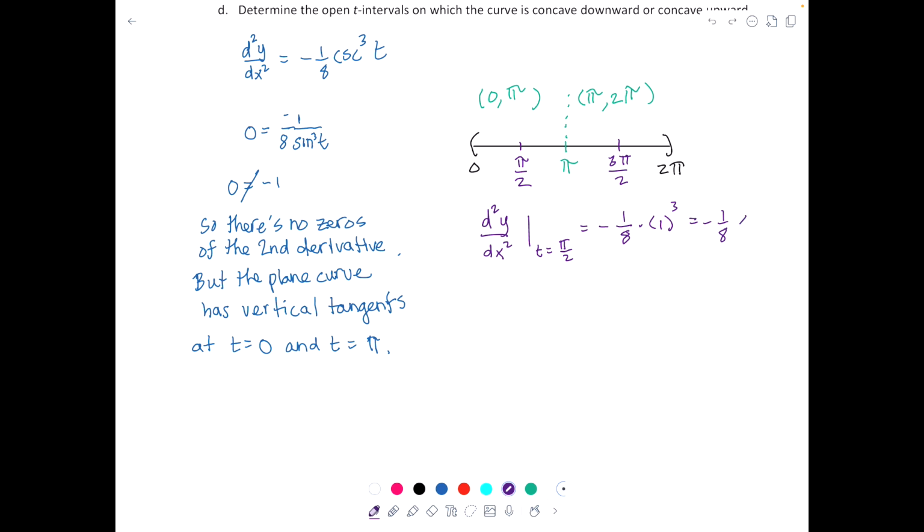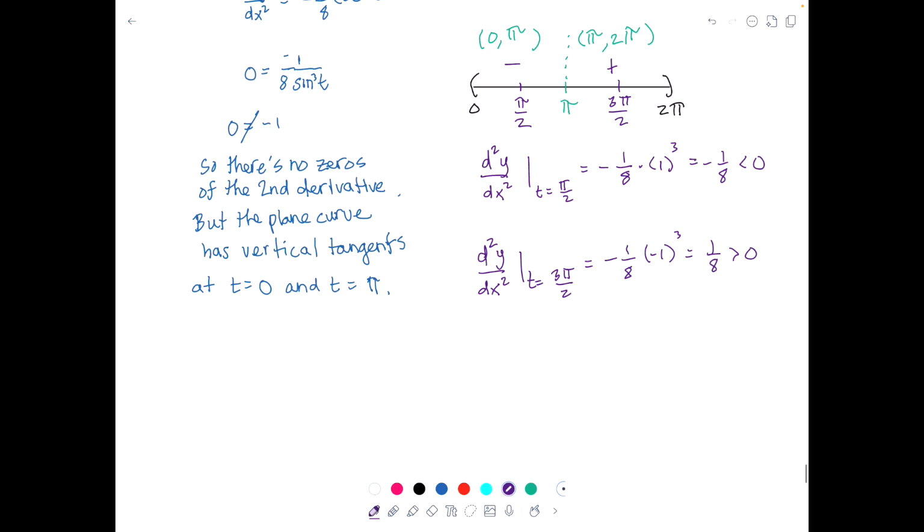And that is less than 0. And the second derivative, evaluated at t equals 3 pi over 2, is equal to negative 1/8 times negative 1 cubed, which will be positive 1/8, which is greater than 0.